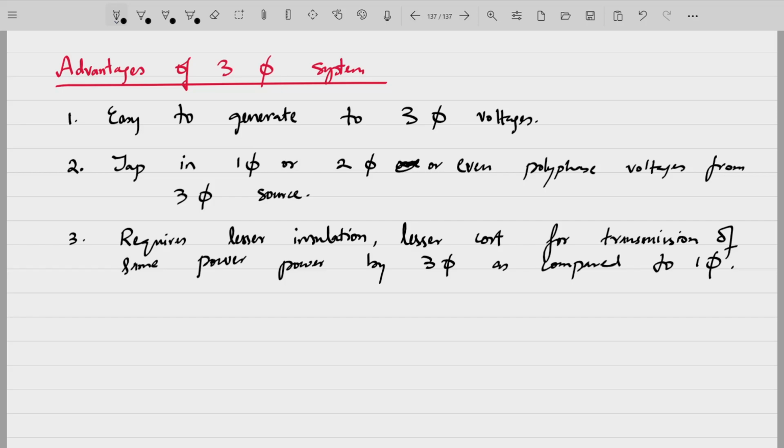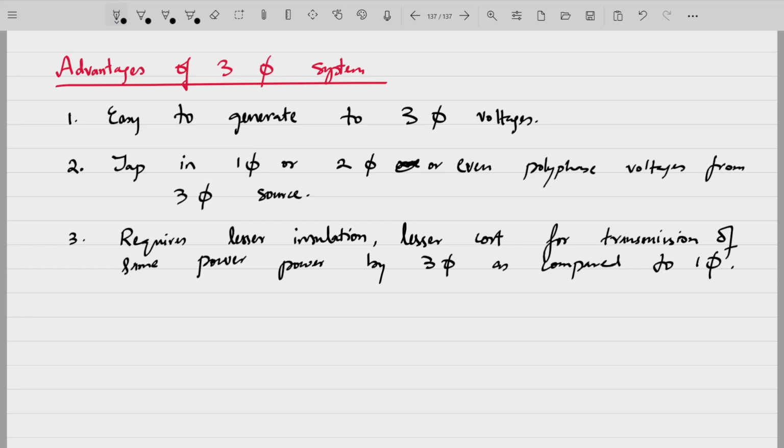It will also require lesser material that will naturally reduce the cost of the system for transferring the same amount of power. Okay? Even though three-phase will be having four wires, single-phase will be having only two wires. But why is three-phase more economical? Because here four wires will be used to carry the same amount of power, so a lesser amount of current has to flow through these wires.